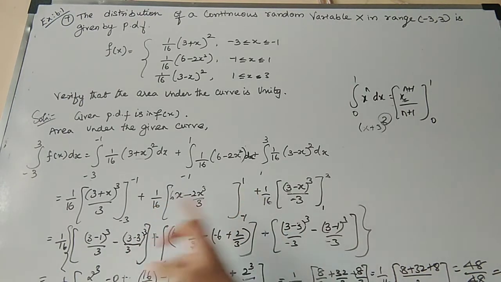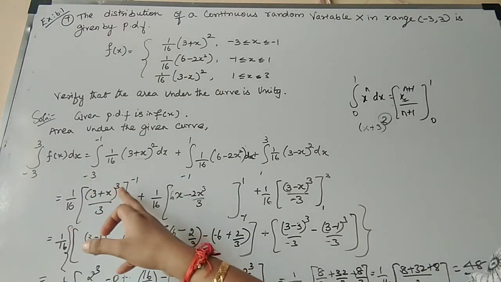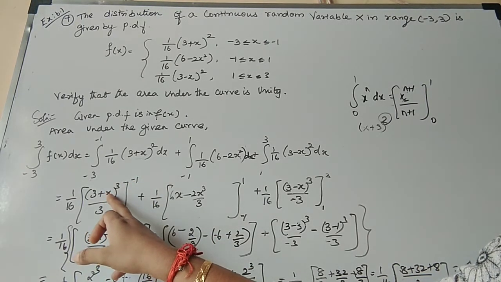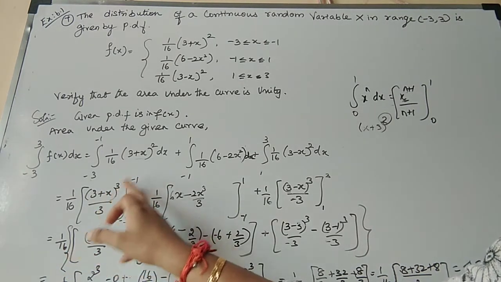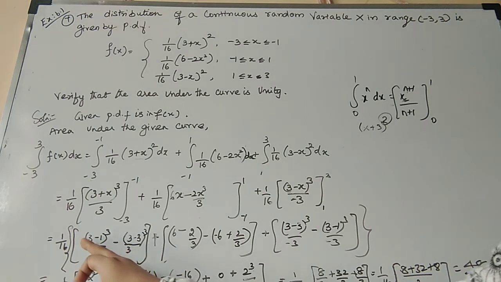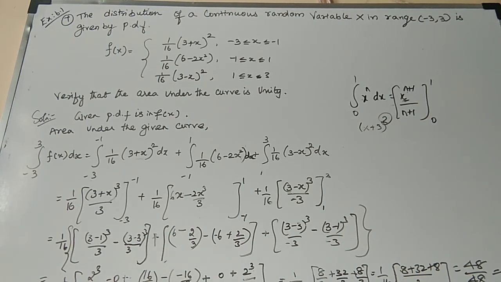Now 1 by 16 is common, take it outside. The first part will be (3 plus x) the whole cube by 3. When you put -1 in place of x, what will you get? (3 minus 1) the whole cube by 3. Then subtract the lower limit, which is -3, so (3 minus 3) the whole cube by 3. This becomes 3 minus 1 is 2, 2 cube by 3, and the second part, 3 minus 3 is 0. So that's 8 by 3 minus 0. That is your first f of x integration.